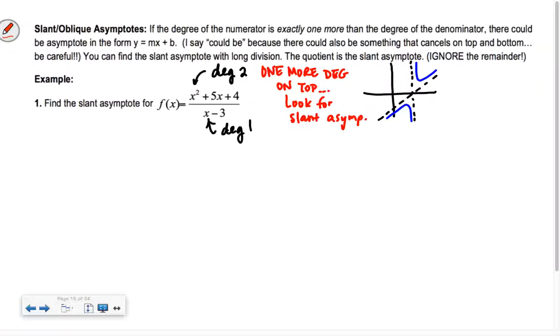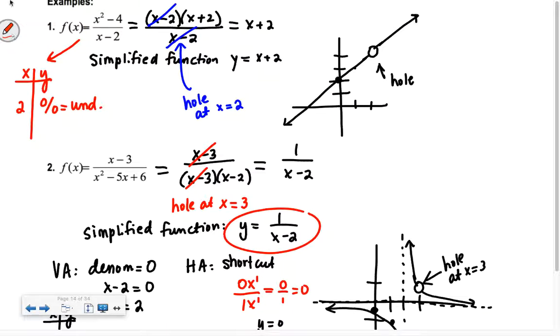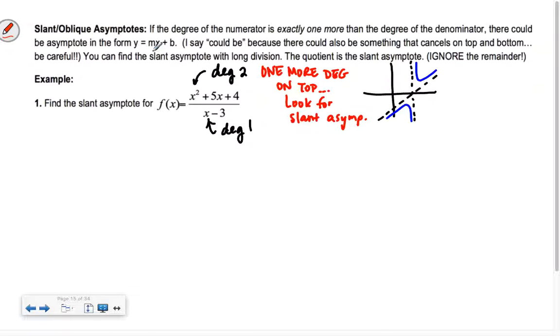So I'm not going to say that every single time this happens there's a slant asymptote, but a lot of times. Okay, but we've done one example so far where there wasn't a slant asymptote. So let me kind of go back in time. Looking at number 1, do you guys see how we had x squared minus 4 over x minus 2? Well, that's 1 degree bigger on the top than it is on the bottom. But did I get a slant asymptote in the end? No, I just got this solid line except for that hole. So sometimes it just creates a line with a hole on it, but sometimes it doesn't, okay?